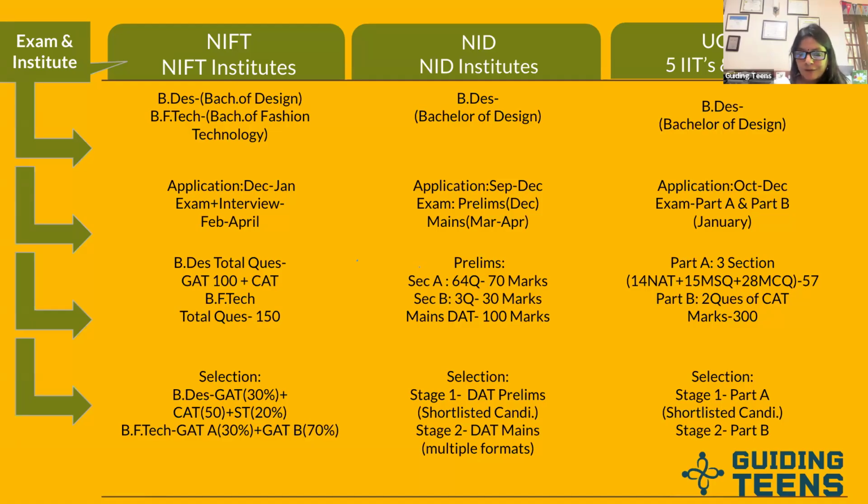NID, Bachelor of Design, applications have started already, and the exam happens in two parts. First part is in December, and the second part is in March or April. UCEED gives access to design programs in the 5 IITs. Applications happen October to December. The exam again has two parts and happens in December and January.